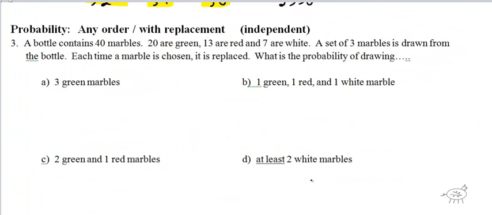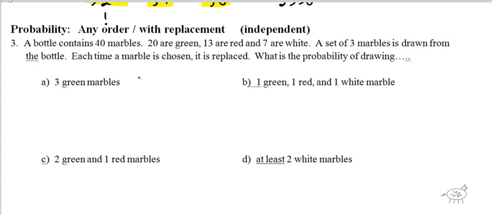Okay? All right, number 3. Now we're getting into any order is important. Any order means I am going to use factorial. A bottle contains 40 marbles, 20 are green, 13 are red, and 7 are white. A set of 3 marbles is drawn from the bottle. Each time a marble is chosen, it is replaced. What is the probability of choosing 3 green marbles?